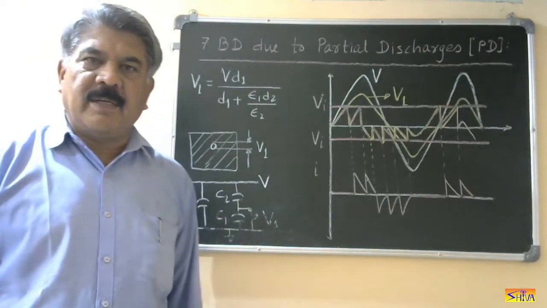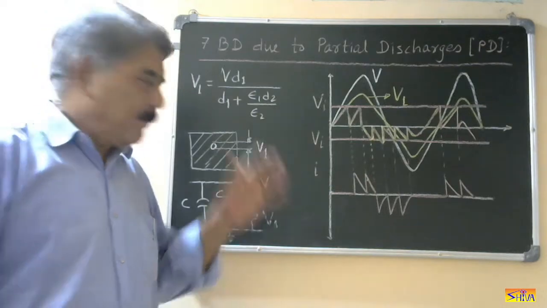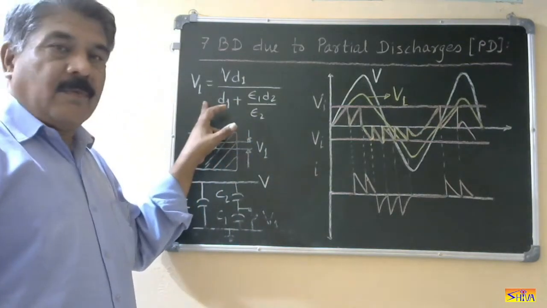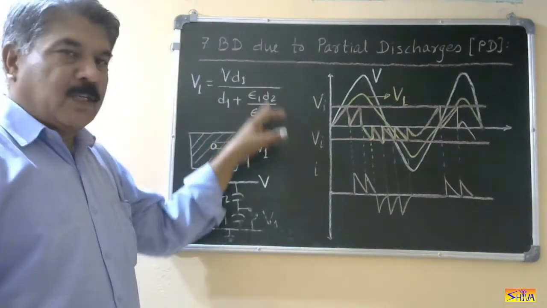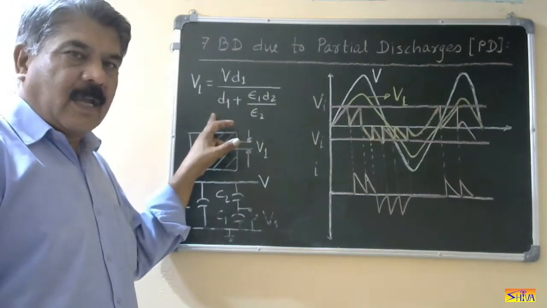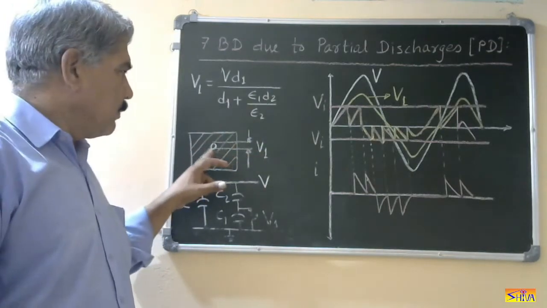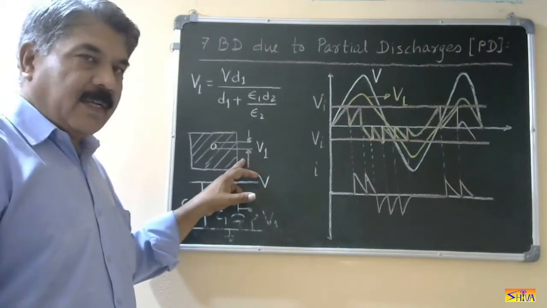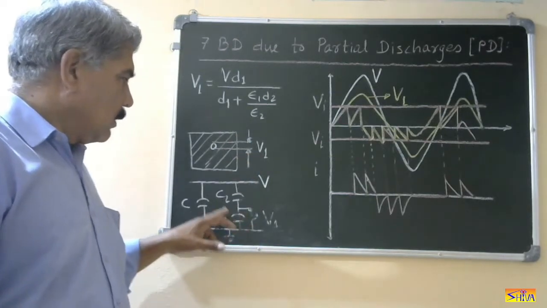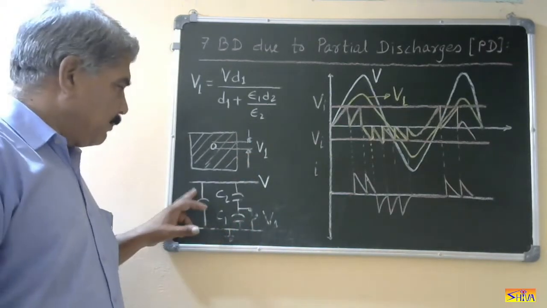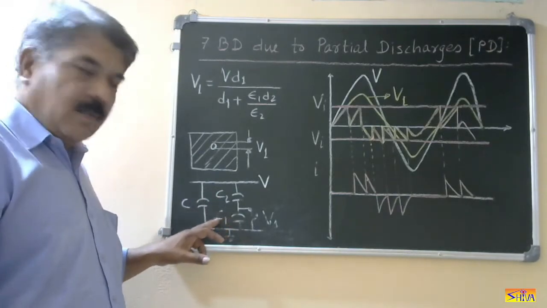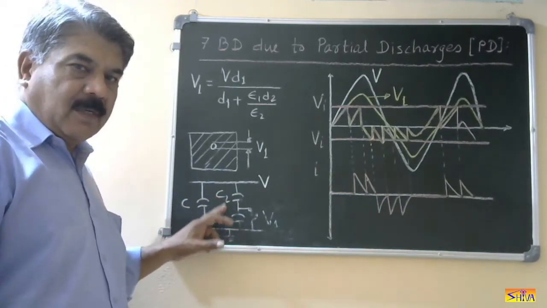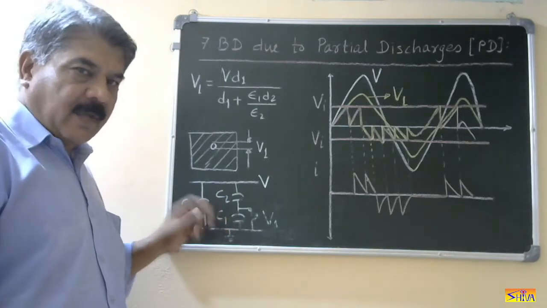Now I will explain the phenomena. V1, I have already given you the expression for the voltage appearing across the cavity. This is the cavity, and the voltage appearing is V1. This is the electrical equivalent circuit: C, C2, C, C2 and C1. C1 is the capacitance of the cavity.